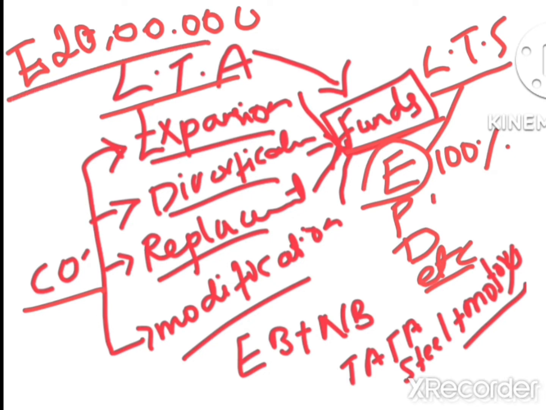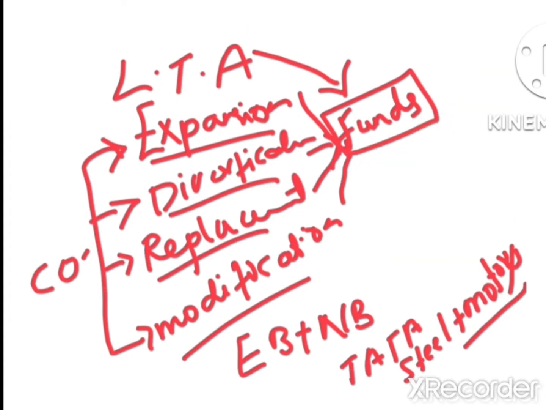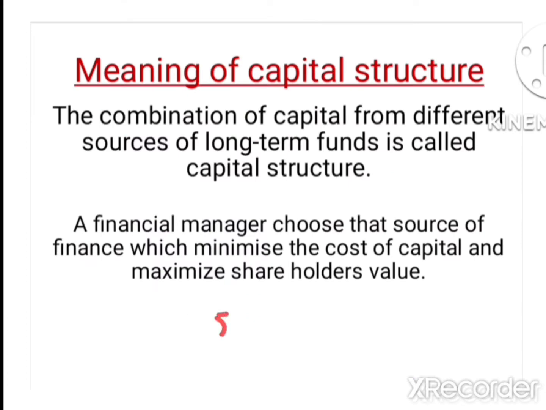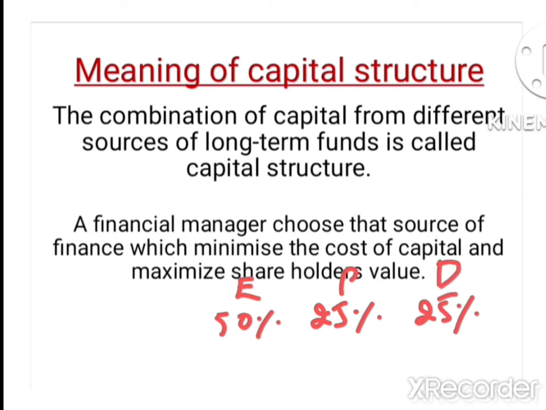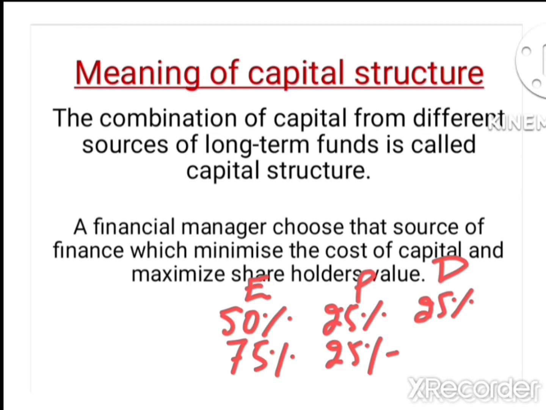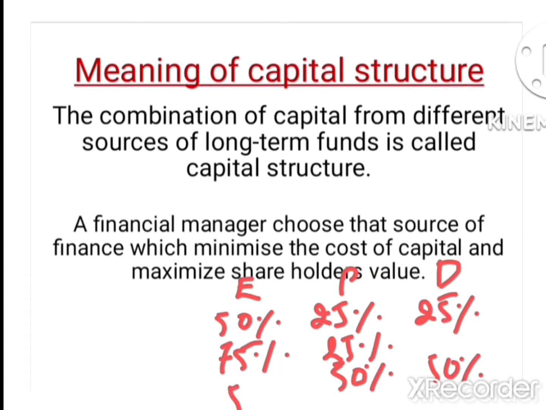The whole 20 lakhs the company may raise by using only preference, or it may raise the whole funds by using only debenture. Or 50% of funds the company may raise by using equity shares, 25% by using preference shares, and 25% by debentures. Or the company may raise 75% of funds by using equity and 25% by preference shares. Or it may raise 50% by preference shares and 50% by debenture. Or it may raise 50% by equity and 50% by debenture.